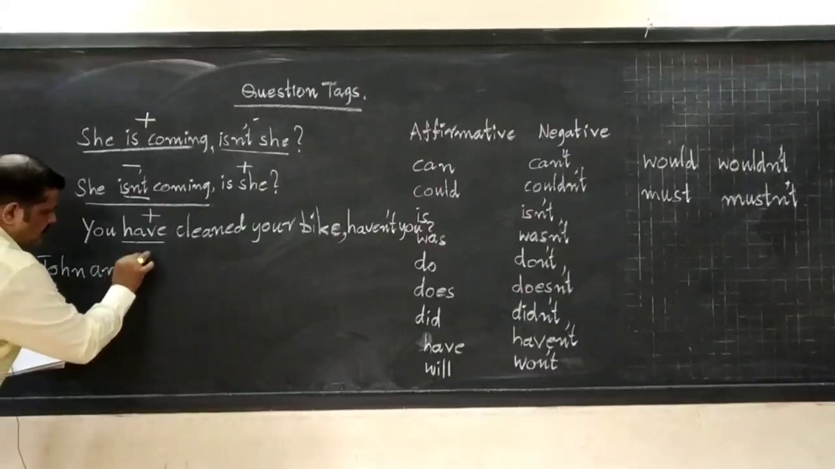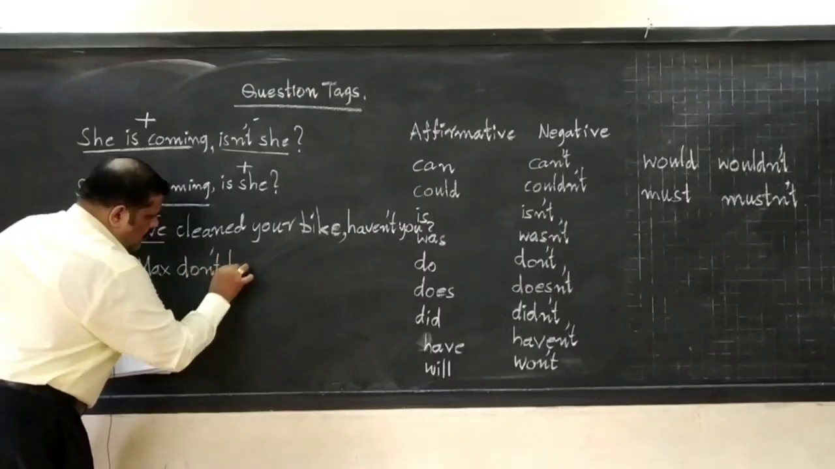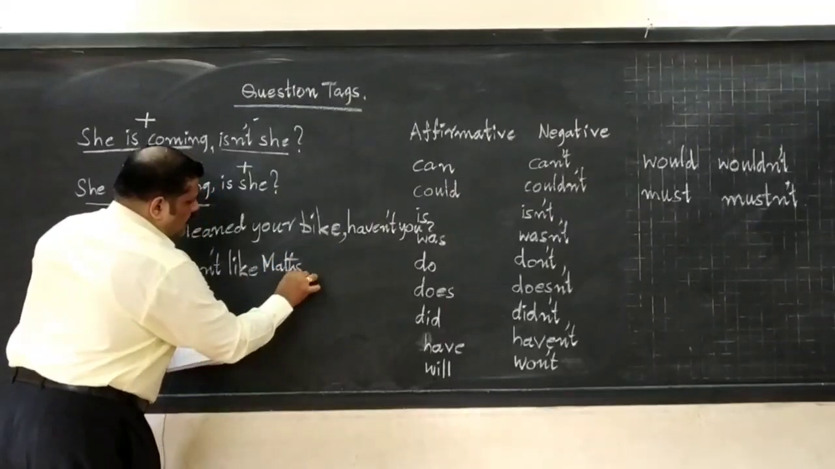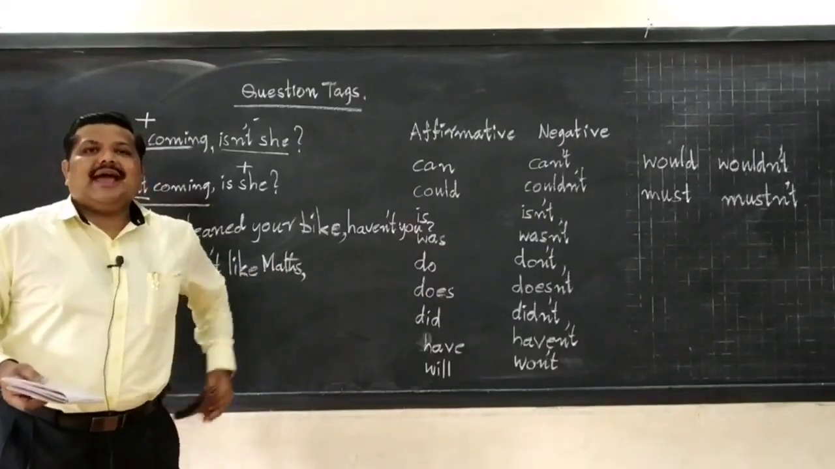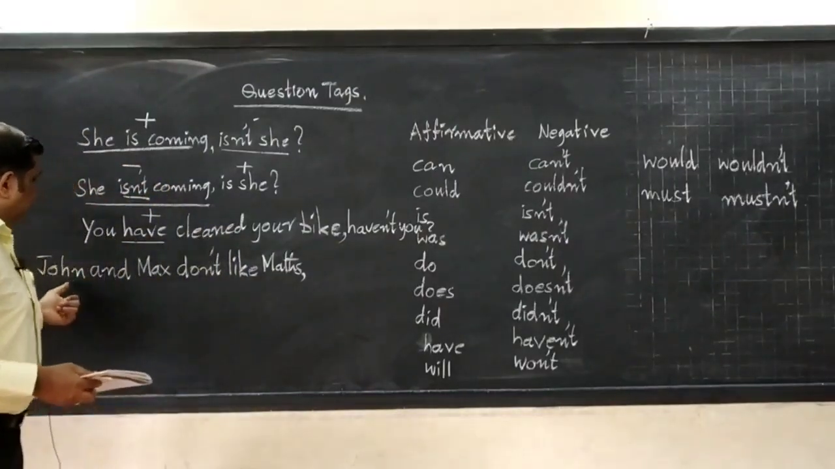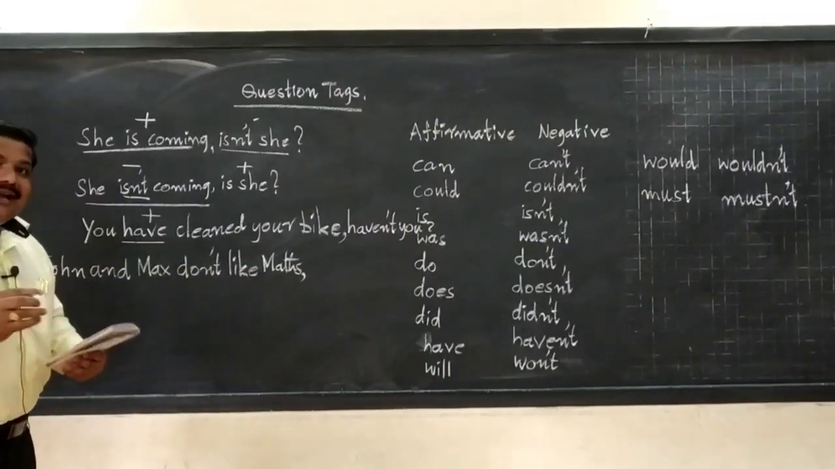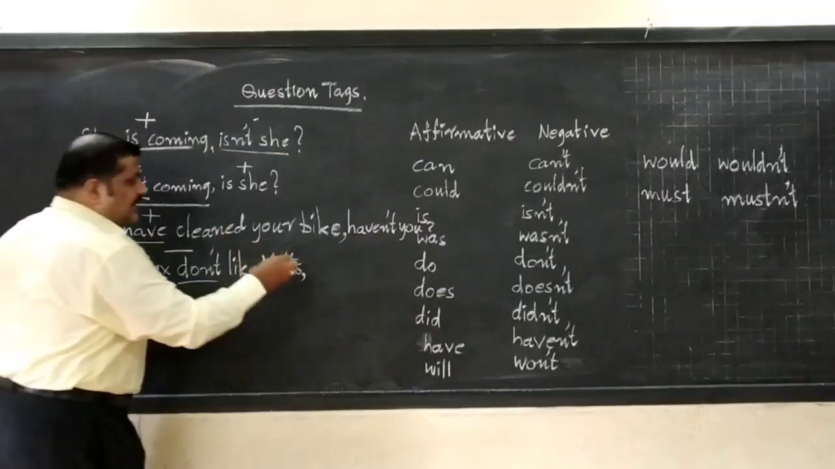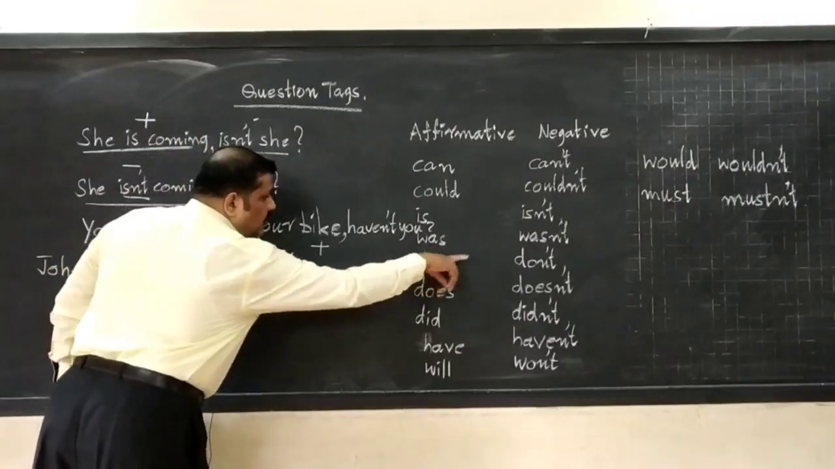John and Max don't like maths. John and Max don't like maths. How do you put a tag to this? What is it? A positive statement or negative statement? See, don't like maths. Positive statement or negative? Yes, exactly. It's a negative statement because don't has come. So it is a negative statement. If the statement is negative, tag should be positive. What is the positive form of don't?